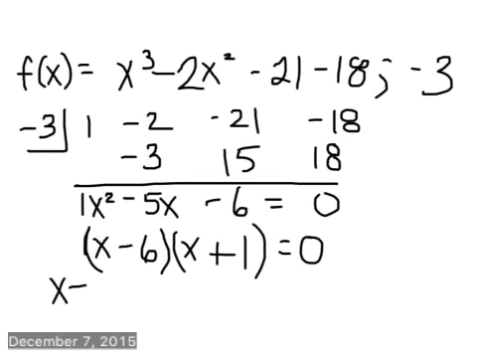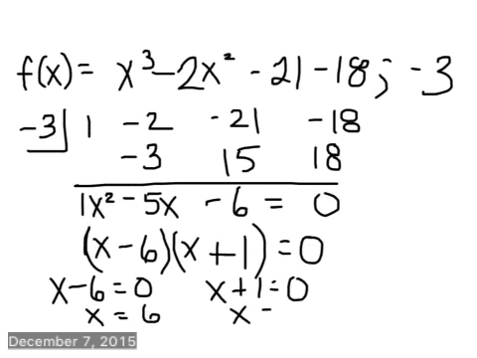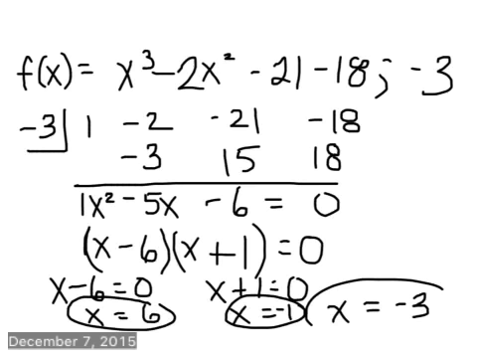Set them each equal to 0, so x minus 6 equals 0, x plus 1 equals 0, and what do I get? X equals 6, x equals negative 1, and x equals negative 3 from the initial. So how many answers did I get? 3. How many should you get if the highest exponent's 3? 3. Okay? What do you think of this?